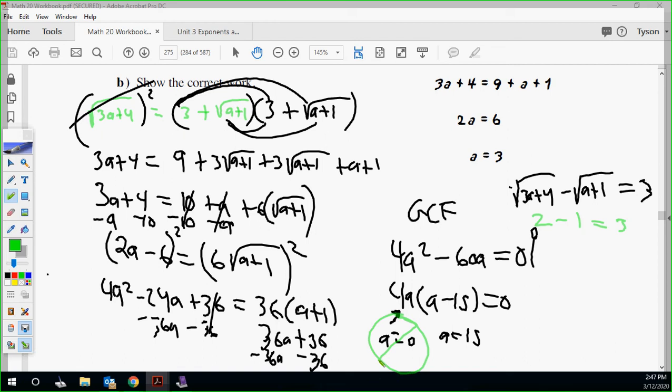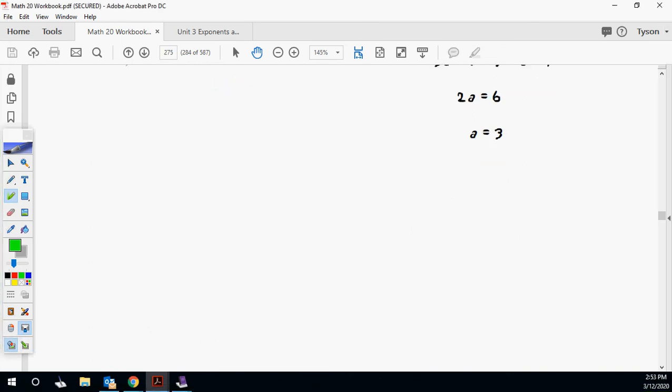15 in for A. 3 times 15 is 45, plus 4 is 49. Square root of 49 is 7. 15 plus 1 is 16. Square root of 16 is 4. Is 7 minus 4, 3? Yes. So A equals 15 is the correct answer and only answer. 0 is an extraneous solution. Okay, this lesson's just two long examples, and we'll be done here.